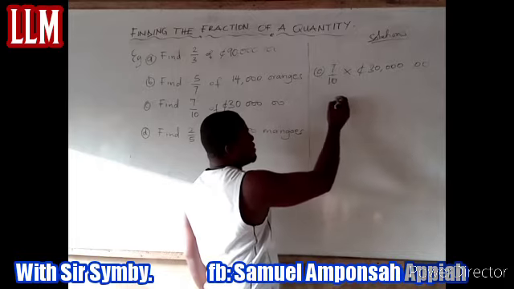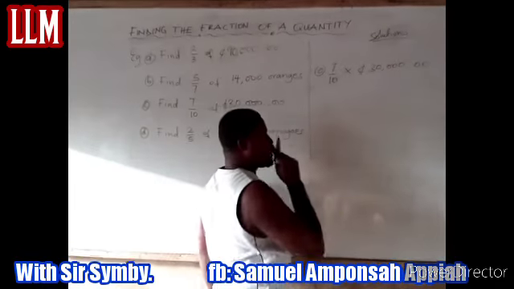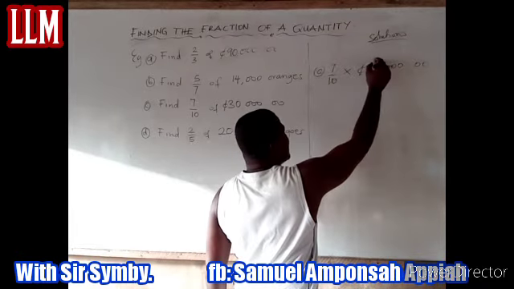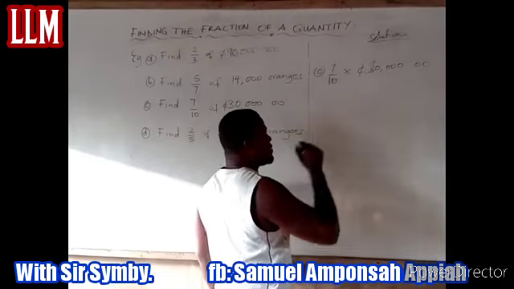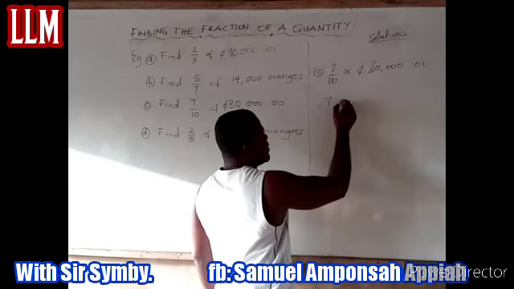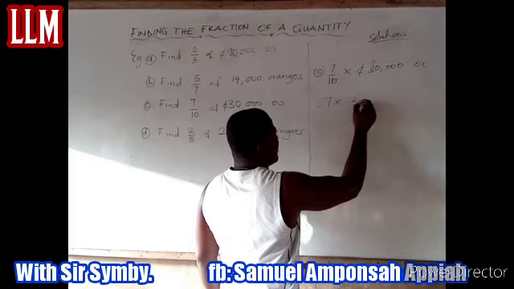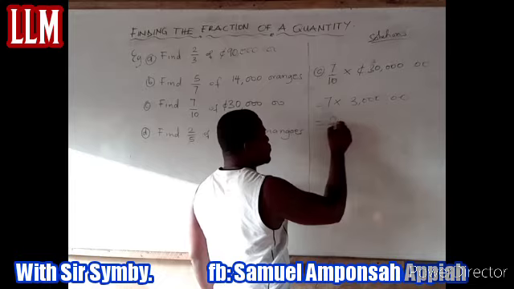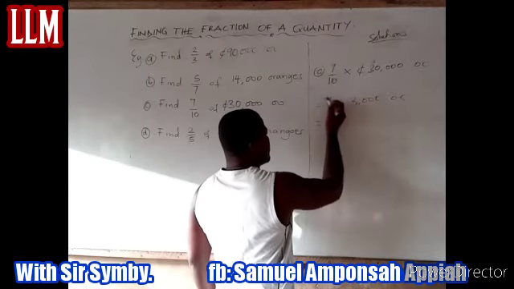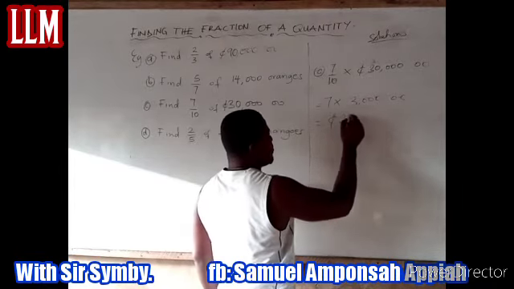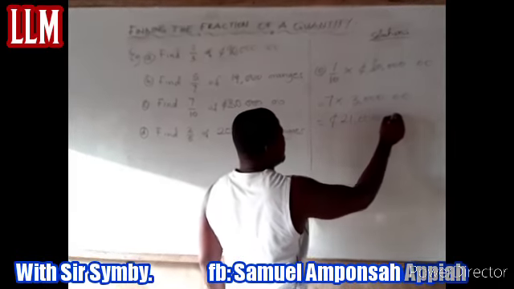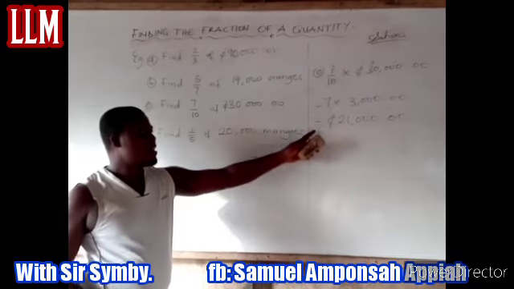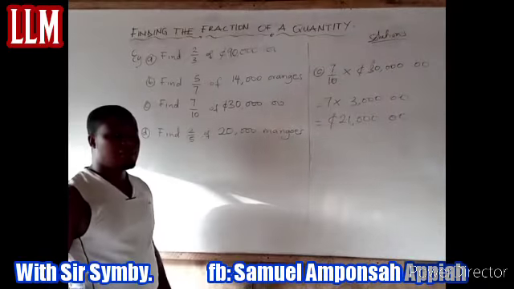Now 10 can go into 30, so straightforward we divide 30 by 10, and 10 goes into 30 3 times. It means you are going to multiply 7 by 3,000 cedis, and our answer is going to be 21,000 cedis. And this is our example C.